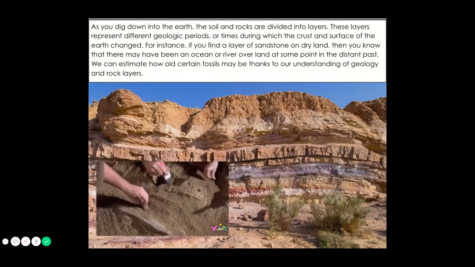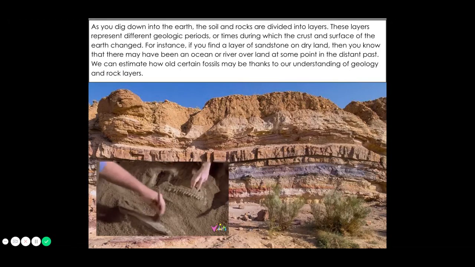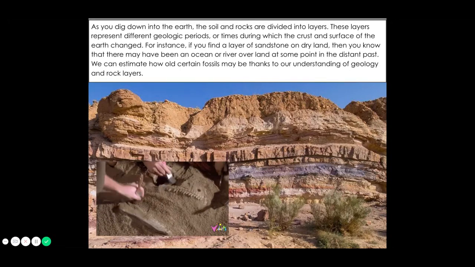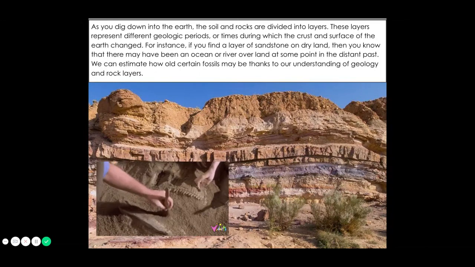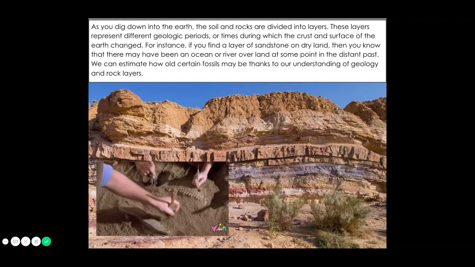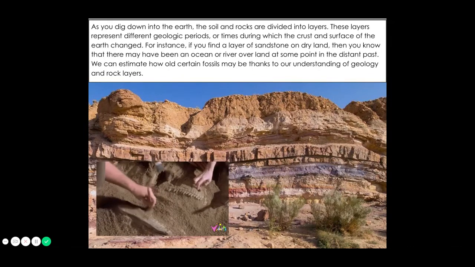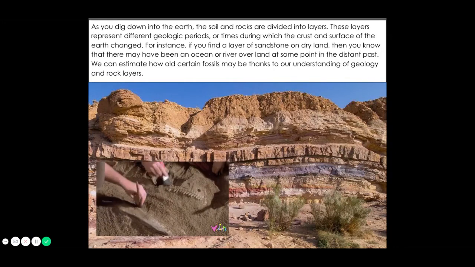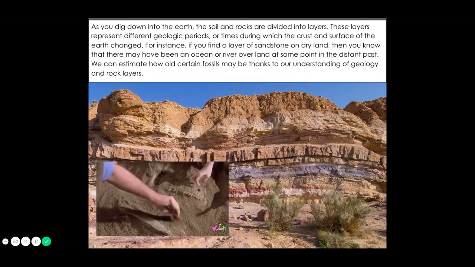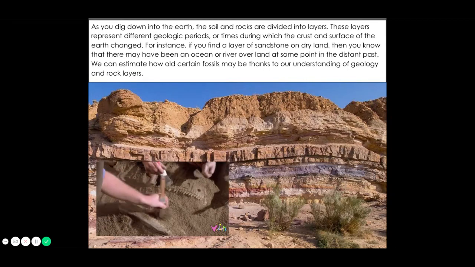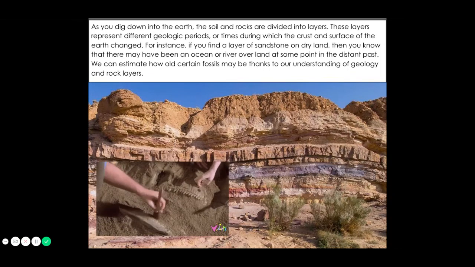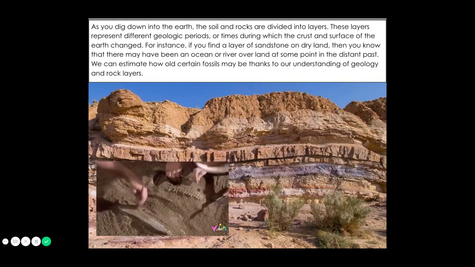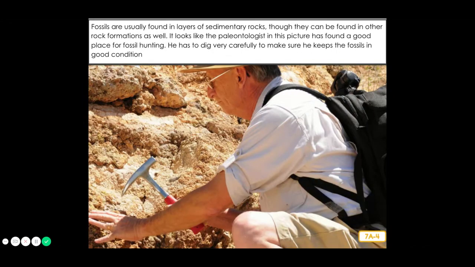As you dig down into the earth, the soil and rocks are divided into layers. These layers represent different geologic periods or times during which the crust and surface of the earth changed. For instance, if you find a layer of sandstone on dry land, then you know that there has been an ocean or a river over land there at some point in the distant past. We can estimate how old certain fossils may be, thanks to our understanding of geology and rock layers. Fossils are usually found in layers of sedimentary rocks, though they can be found in other rock formations as well.